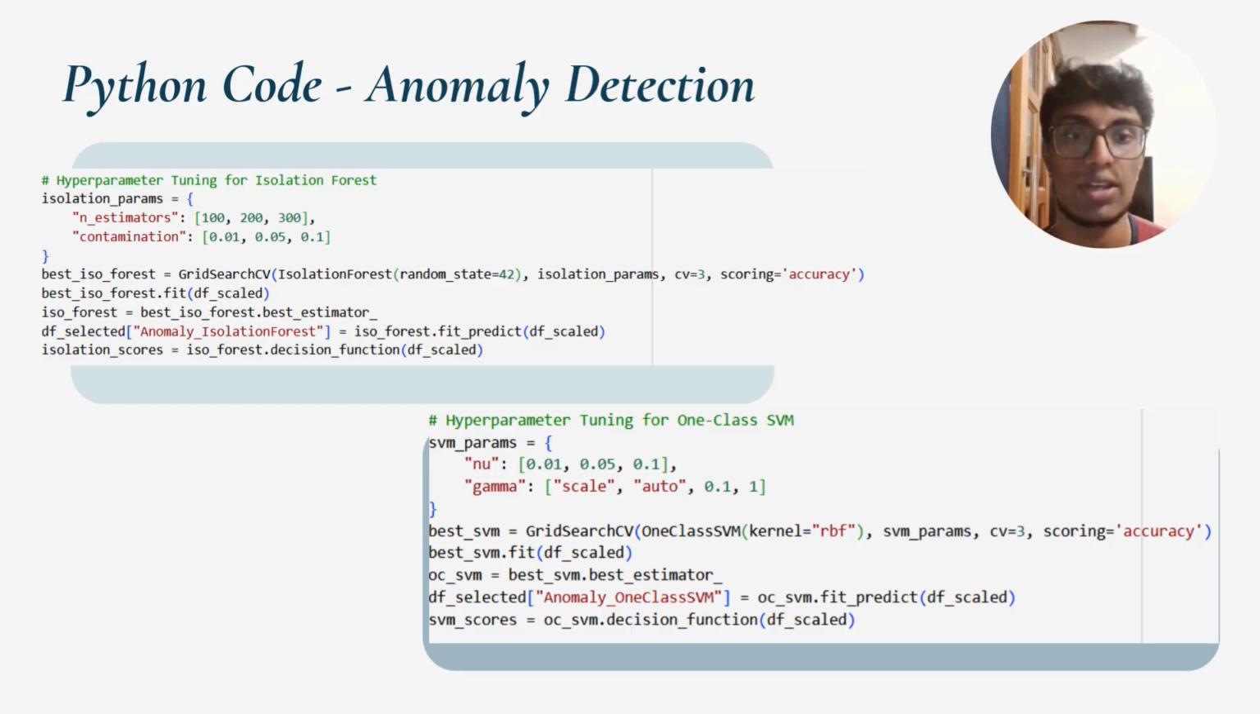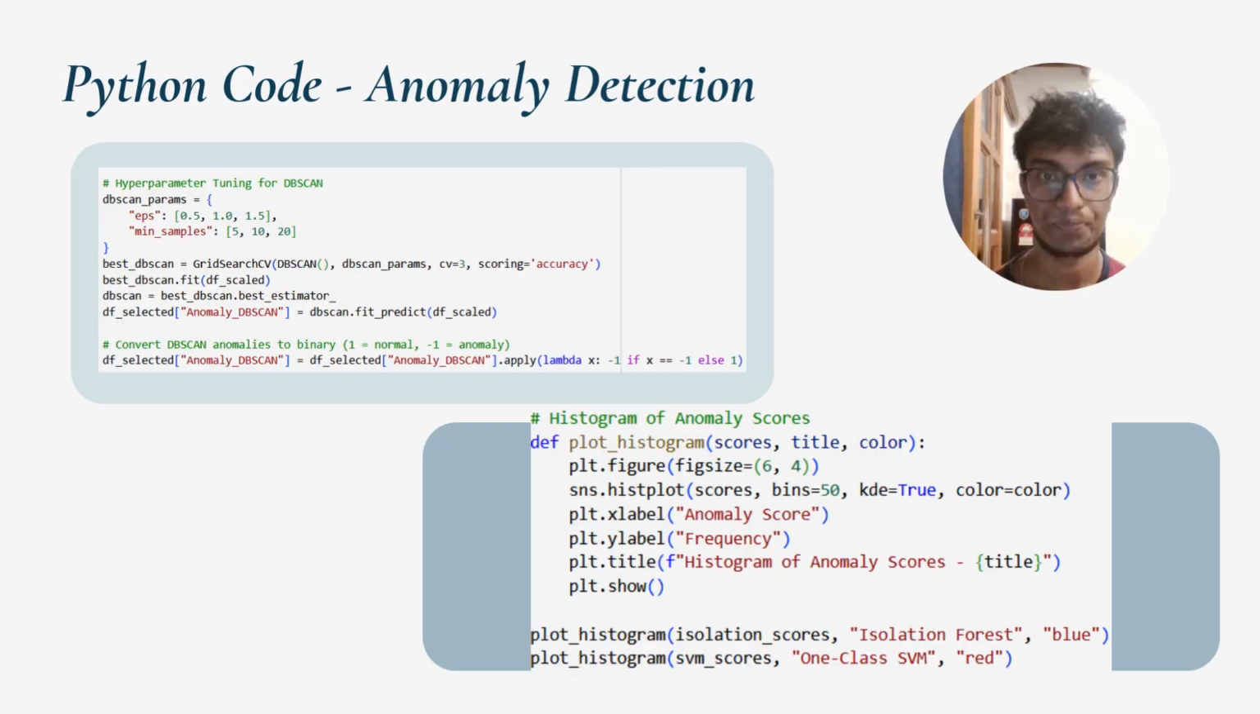Similarly, for one-class SVM, the hyperparameter nu, which controls the proportion of expected anomalies, is set to 0.01, 0.05, and 0.1, while gamma, which determines the influence of a single training example, is tested with scale, auto, 0.1, and 1. After tuning, the best model is applied to the dataset, and the predictions are stored in the anomaly one-class SVM column. This classification helps distinguish normal cases from anomalies while also capturing subtle outliers that may not be easily detected by other models.